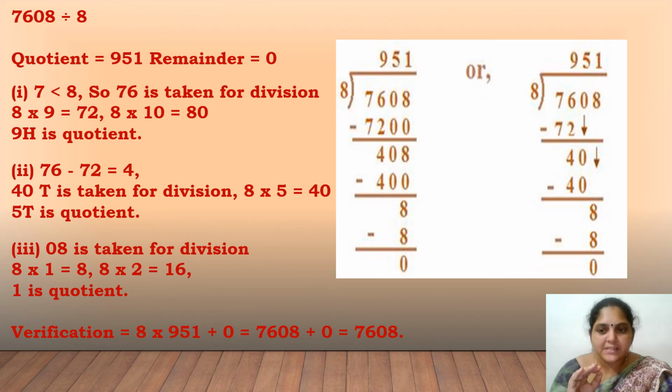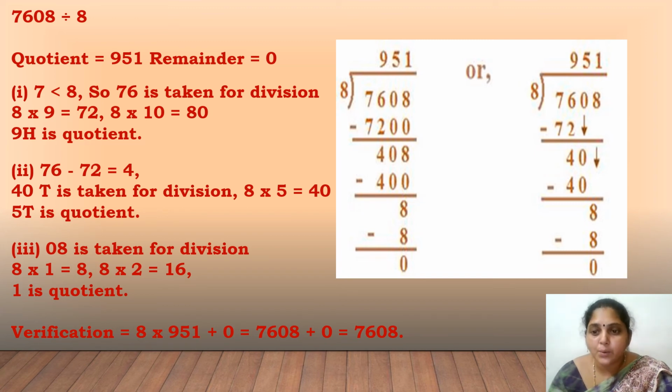We'll see one more example here. I have taken a 4-digit number, that is 7608. As I told you before, we have to decide from where we have to start our division. For that, we compare the number in the thousands place. What is the number in the thousands place here? 7. But what is our divisor? 8. Now 7 is lesser or greater than 8? It is less than 8.